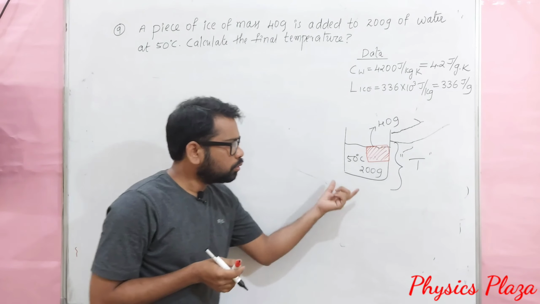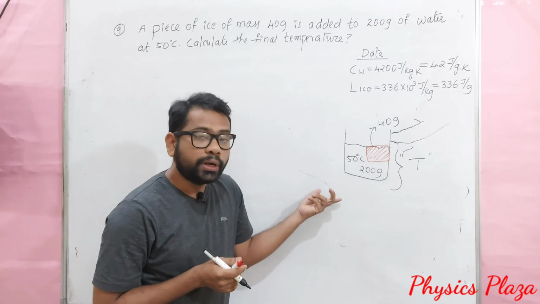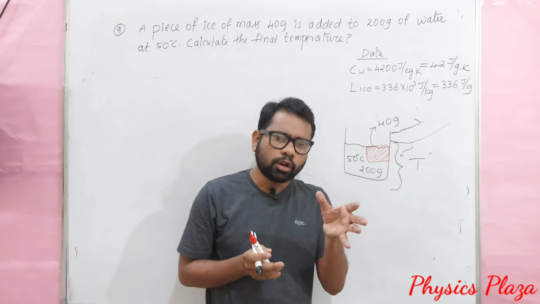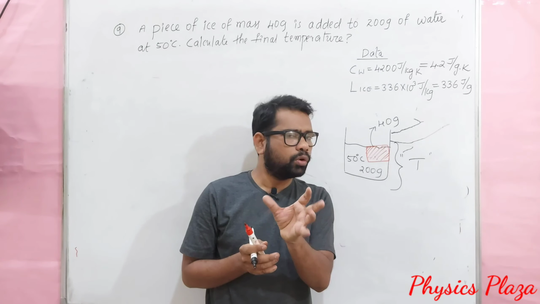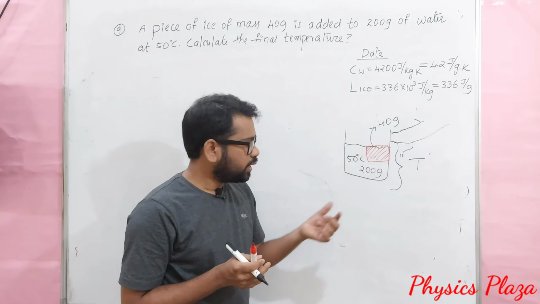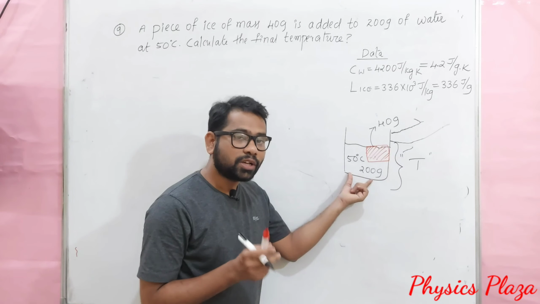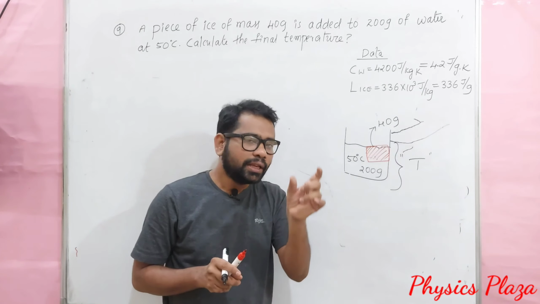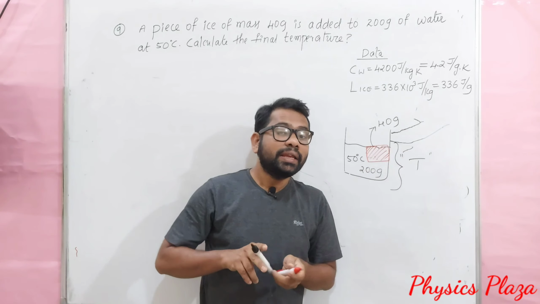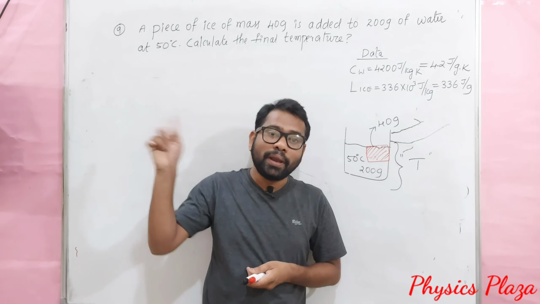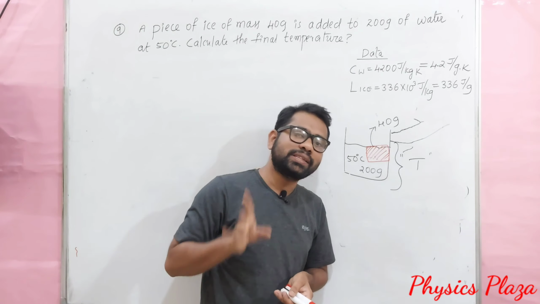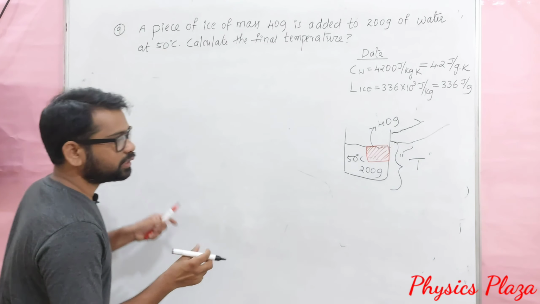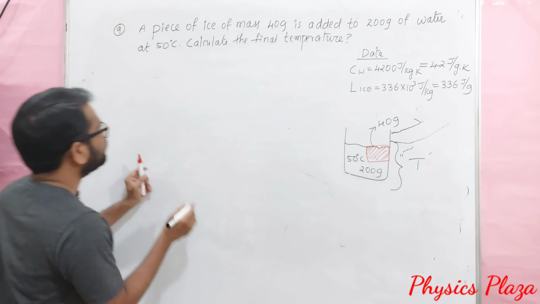Then what we have to do in order to calculate the T? Children, it's very simple again. Here we are going to apply the principle of calorimetry: heat lost by the hot body equals heat gained by the cold body. Here water is a hot body, ice is a cold body. So, individually we have to calculate heat lost by the water and heat gained by the ice to melt and to change into T degree Celsius water.